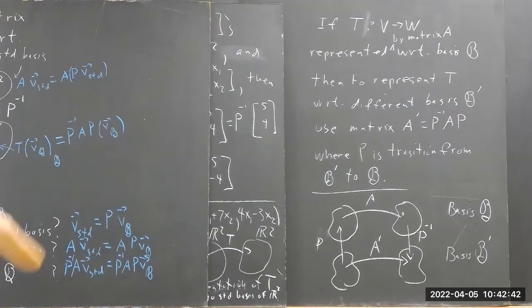Okay, the whole board wasn't visible. Yeah, the labeling of bases B and B prime might not have been visible. So there it is.